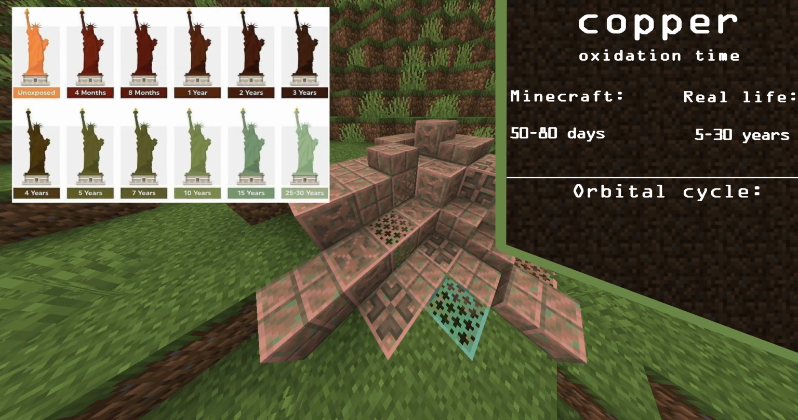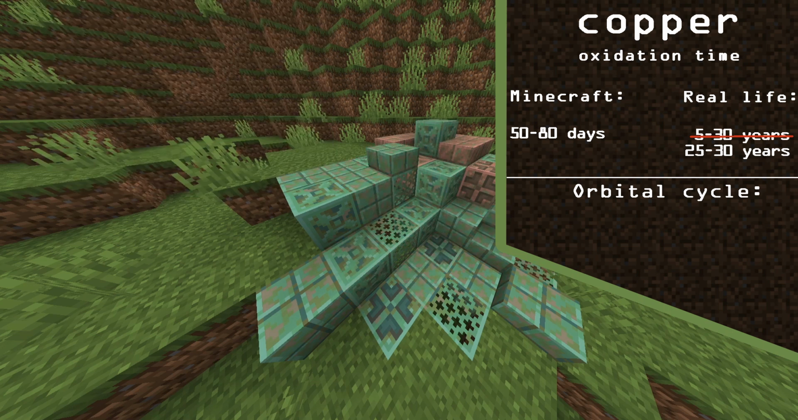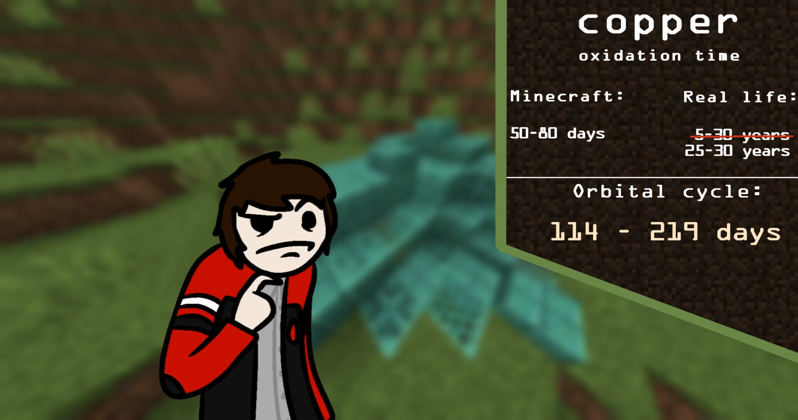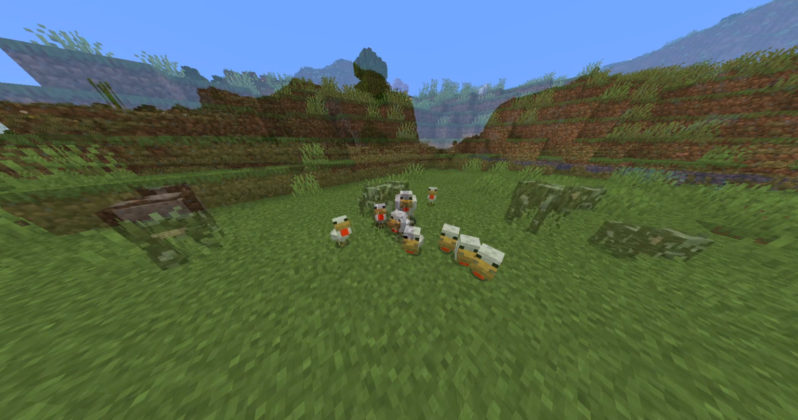The Statue of Liberty took around 25 to 30 years to turn green, so let's keep those numbers for now. That gives us between 114 to 290 days corresponding to a Minecraft day. Now those are the numbers I can work with. And if you think it's absurd for a Minecraft day to take that long, look at the animals. Most baby mobs take 20 minutes to grow up, that is 1 full day cycle.